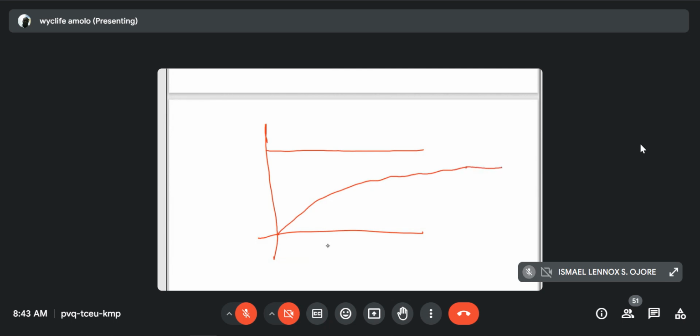Overdamped, and it will never reach here. You just continue moving like that. And that is that.